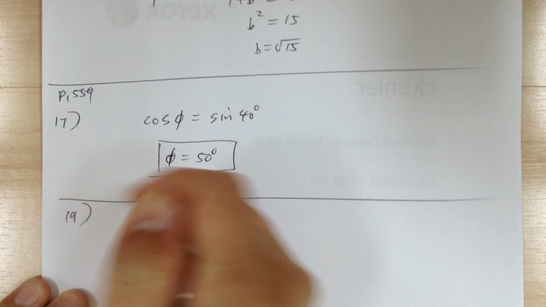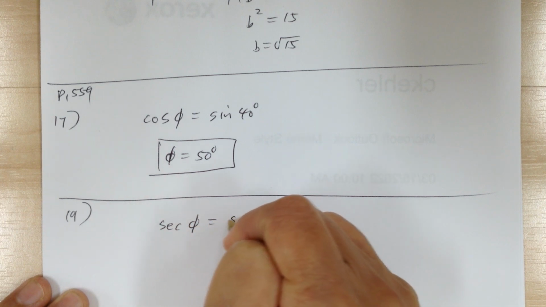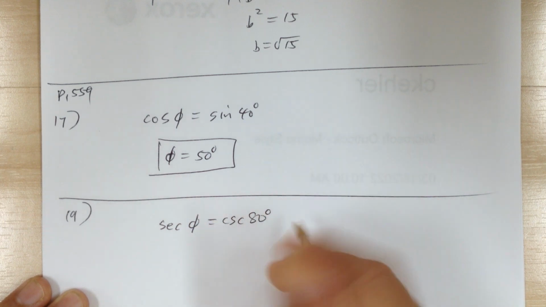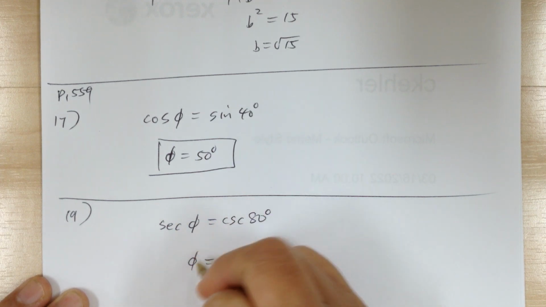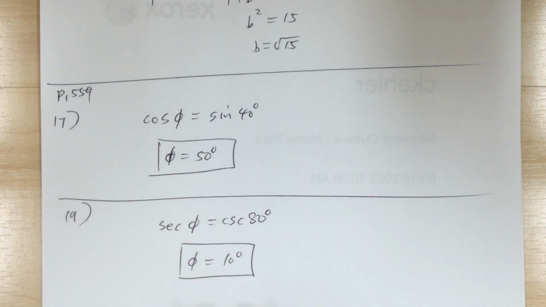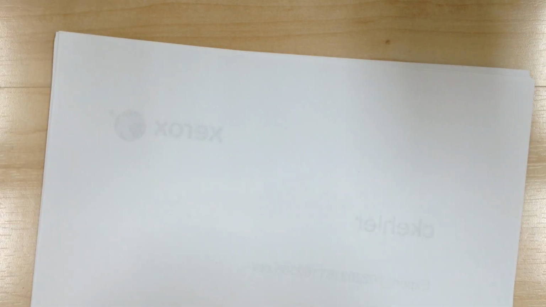Okay, number 19. You got secant of phi equal to cosecant of 80 degrees. So again, they have to be complementary angles. So phi equals 10 degrees. Okay, so just a little bit of reminder on your cofunctions. Let's go to the next one.